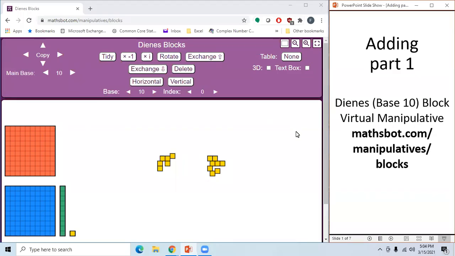Hello. This video is the beginning video for adding. We're going to use Dean's blocks, also called base 10 blocks. They're a virtual manipulative. It can be found at mathspot.com/manipulatives/blocks.